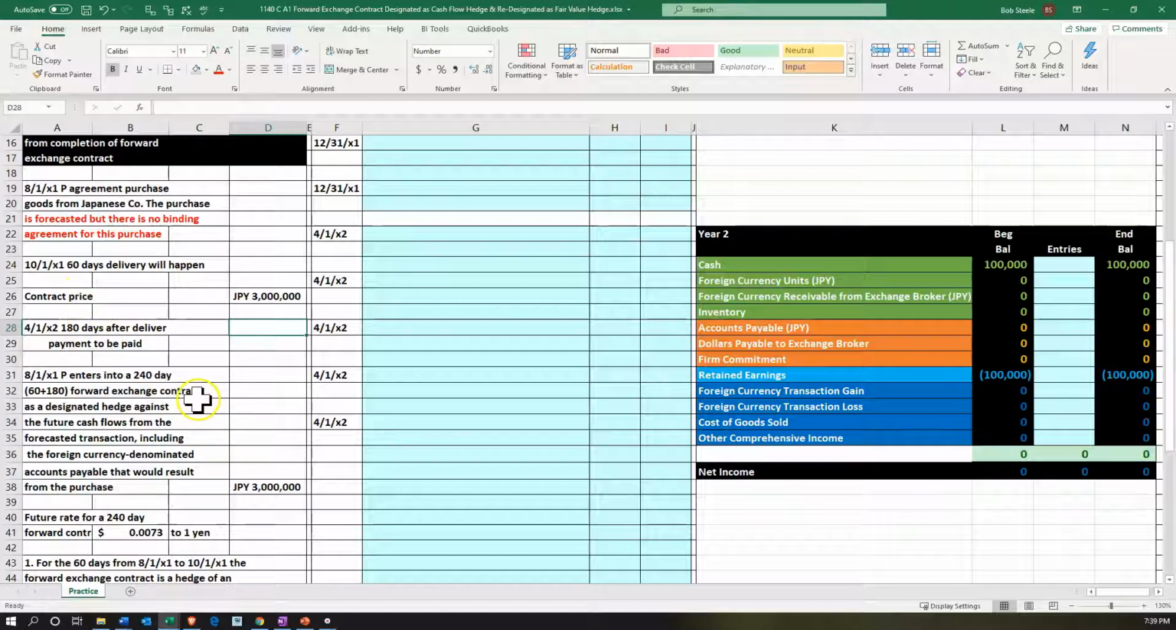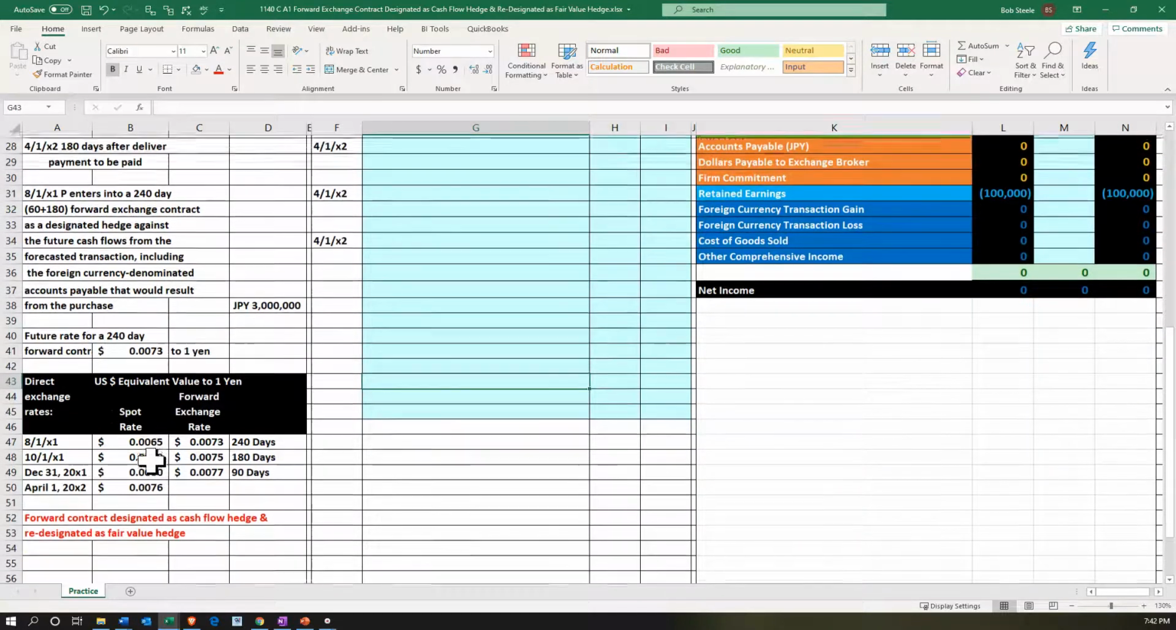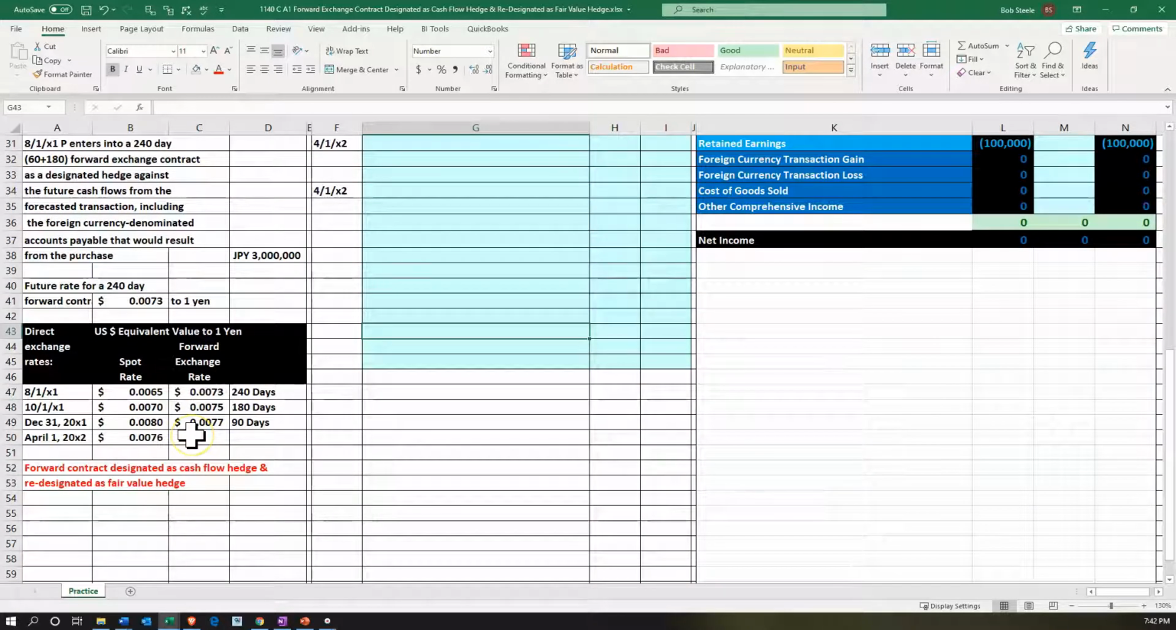So the forward contract is a designated hedge against the future cash flows from the forecasted transaction, including the foreign currency denominated accounts payable that would result from the purchase. Then we have the future rate for the 240-day forward contract. It's going to be $0.0073 to 1 yen. And then we have the spot rates and the relevant future exchange rates for the relevant time periods that we'll use throughout the problem.